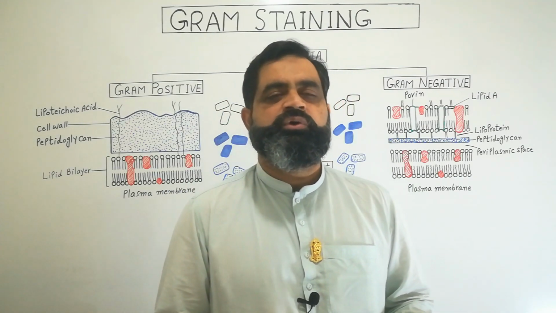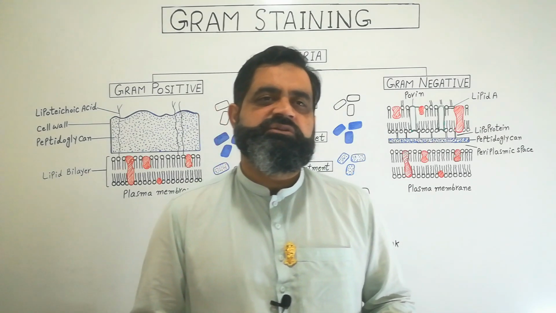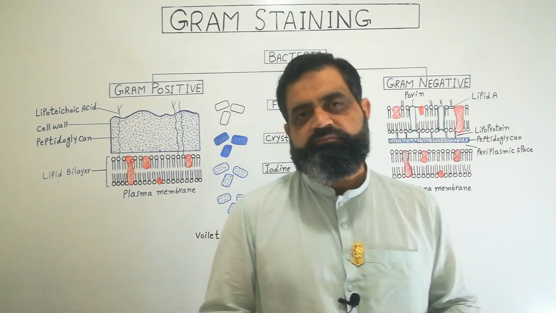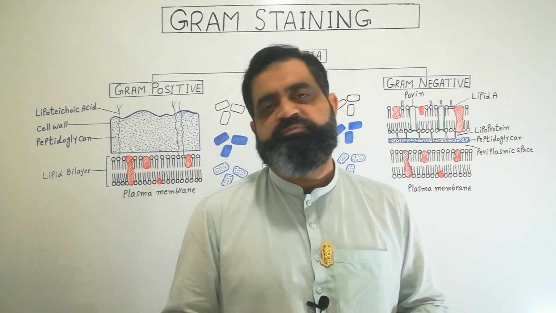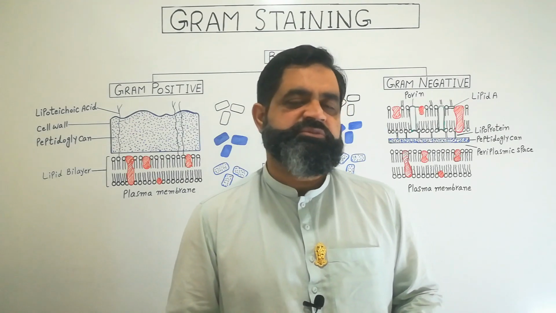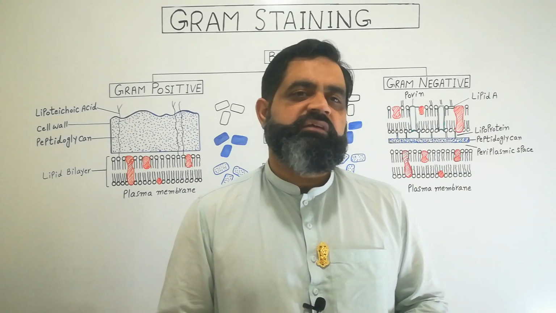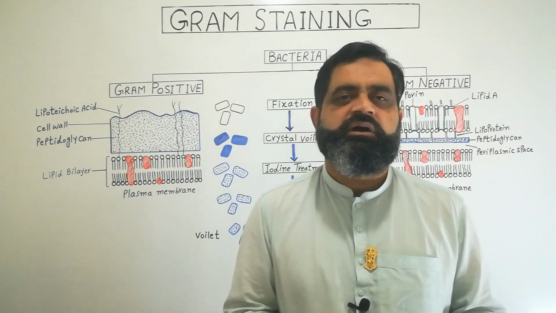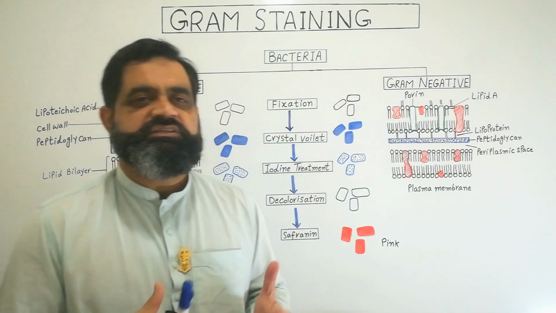Today we are going to discuss gram staining. Gram staining is a procedure introduced by Christian Gram. This procedure is used to identify different groups of bacteria. On the basis of gram staining, there are two groups of bacteria which can be identified: gram positive and gram negative bacteria. As you know, bacteria are microorganisms, they are prokaryotes. So let's discuss this topic.